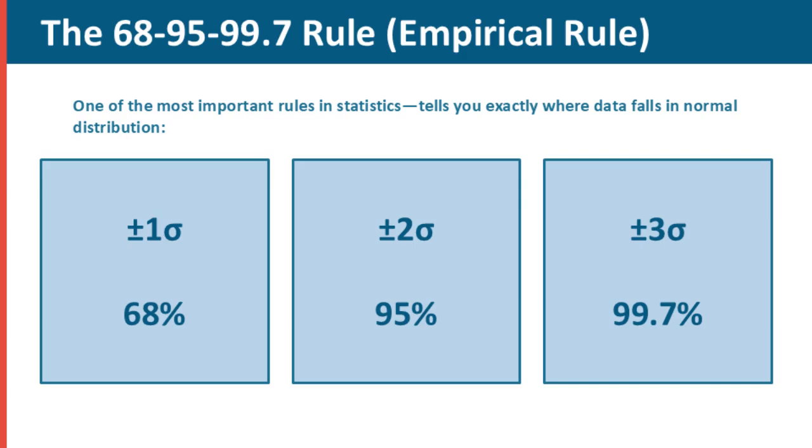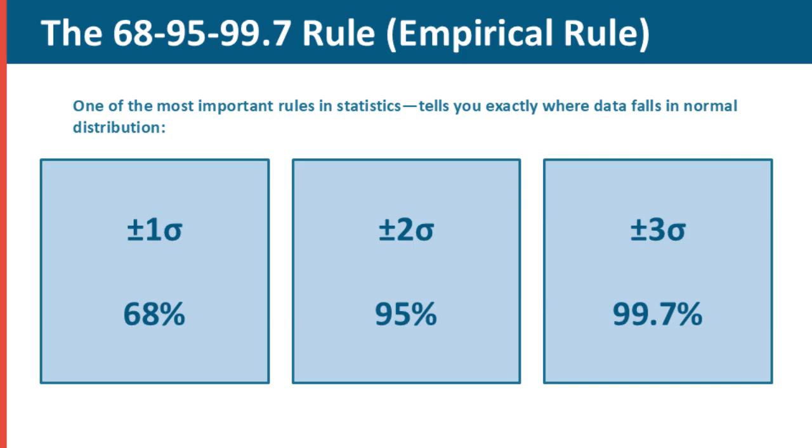This rule appears constantly in real-life applications. In manufacturing, 3 sigma quality control means 99.7% of the products are acceptable. In medical testing, values beyond 2 standard deviations are flagged as abnormal. Please memorize this rule, understand it deeply.